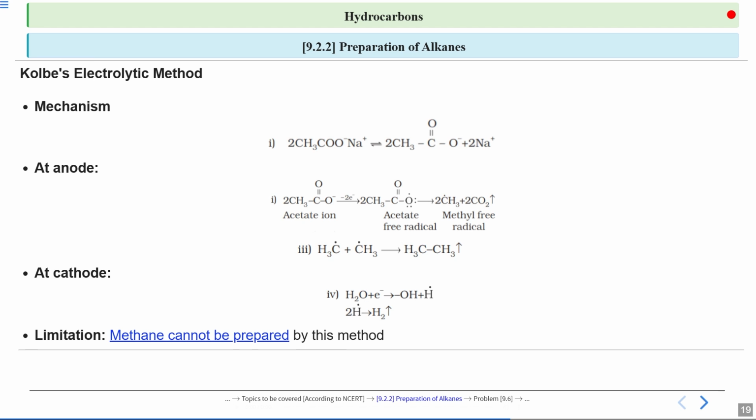Again, this method also has a limitation. Methane cannot be prepared using this method. You cannot prepare methane by using the Kolbe electrolytic method or Wurtz reaction, because in both of these reactions a coupling type of reaction is going on. So two alkyl groups are combining together to form a single alkyl chain.